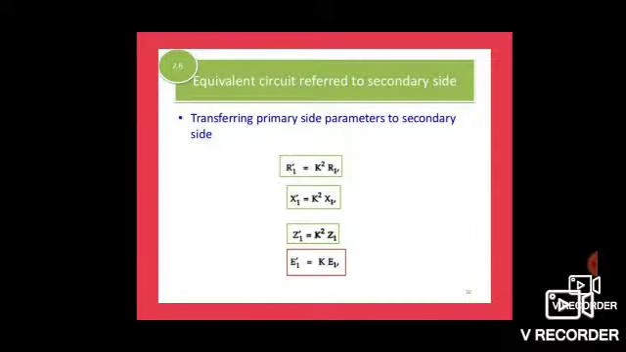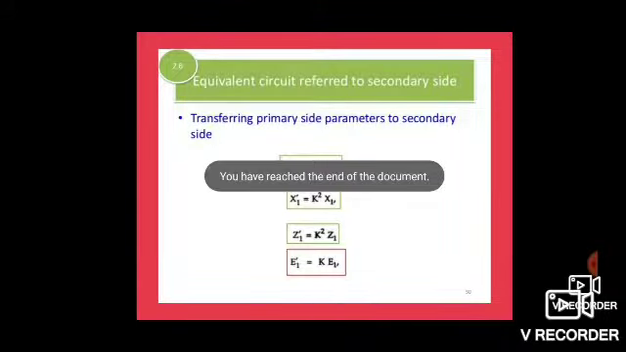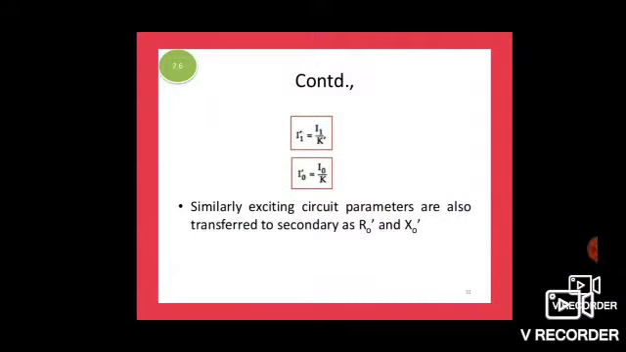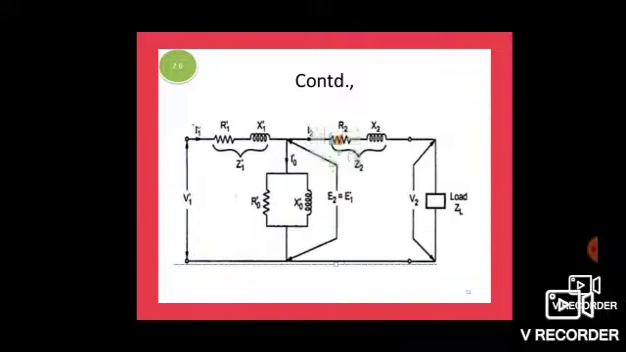So transfer the primary side parameters to secondary side. Therefore R1 dash is K squared R1, X1 dash is K squared X1, Z1 dash is K squared Z1, E1 dash is K E1. I1 dash is I1 divided by K, I0 dash is I0 divided by K. Similarly, exciting circuit parameters are also transferred to secondary as R0 dash and X0 dash. So it is the equivalent circuit of a transformer on load referred to secondary.